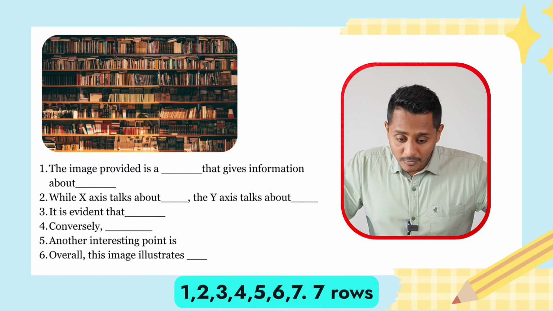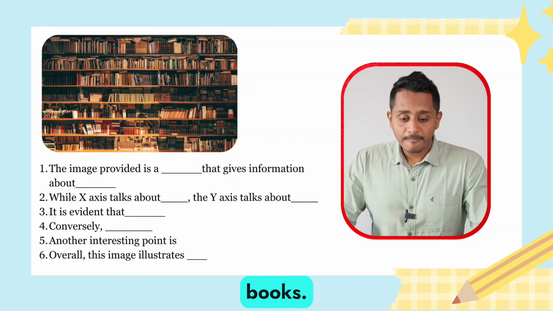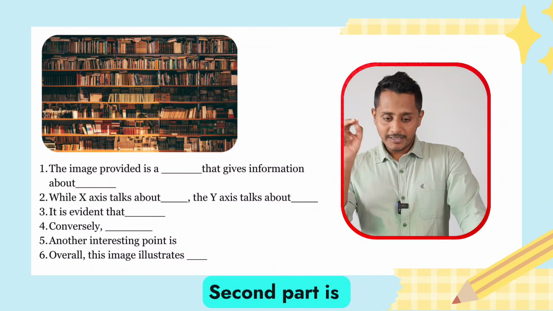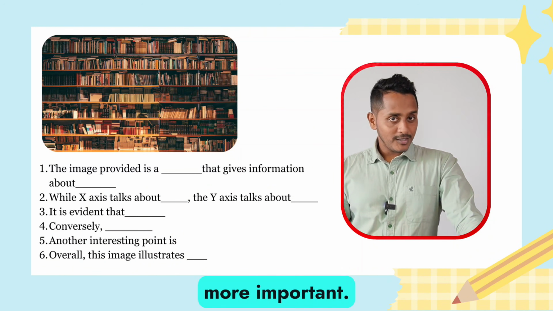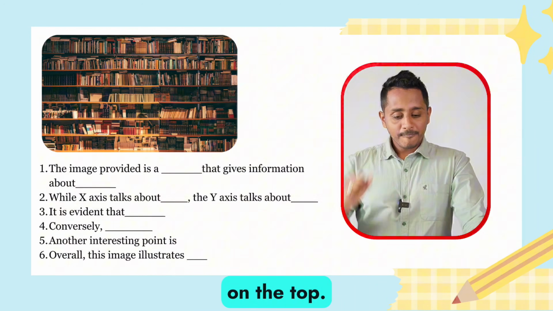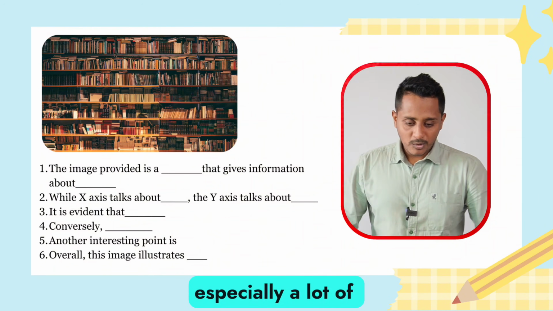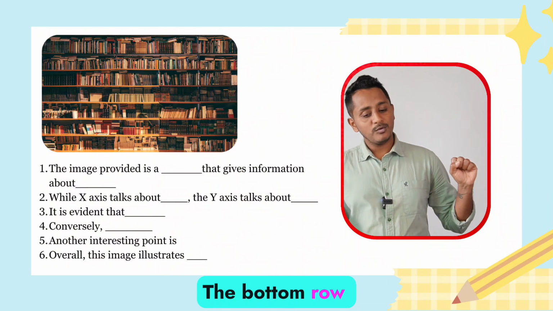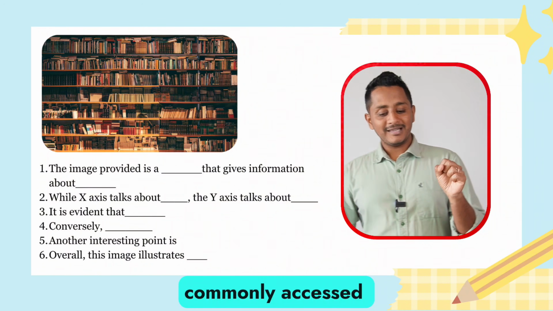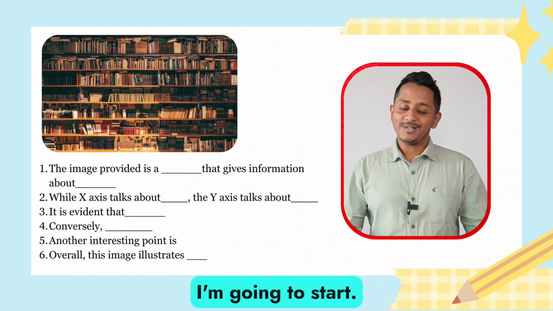1, 2, 3, 4, 5, 6, 7 rows of books, probably some 1,000 books. That's the first part. Second part is probably the first row seems to be more important. As a result, it is kept on the top. The middle row seems to be not so important, especially a lot of books in the black binding. The bottom row seems to be more commonly accessed books. As a result, it is kept on the bottom row. That's all it is. I'm gonna start.